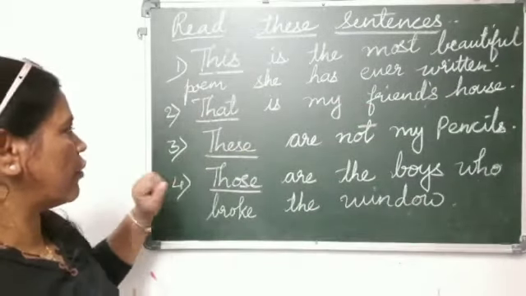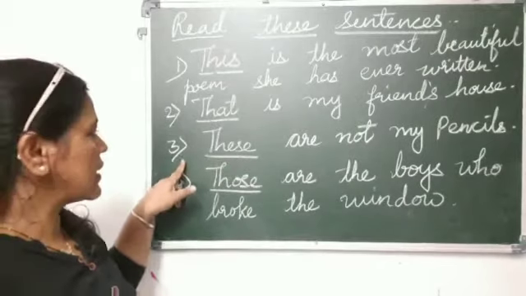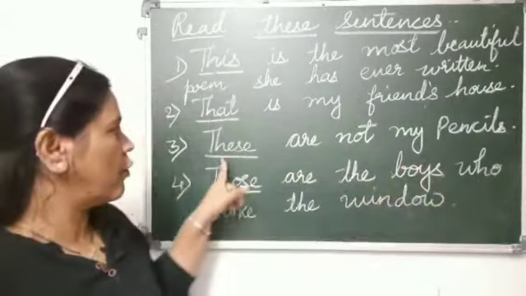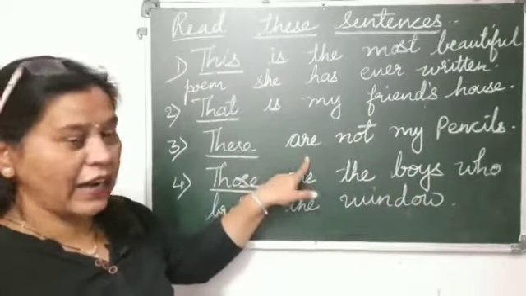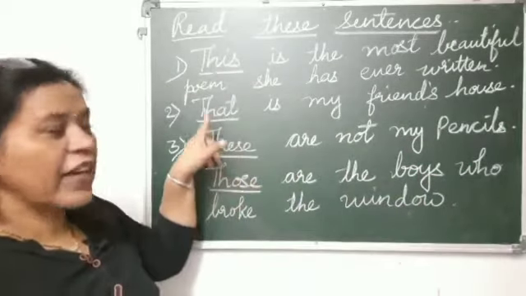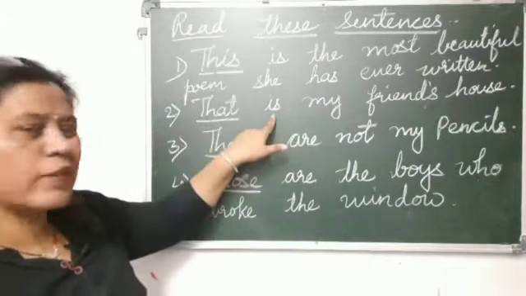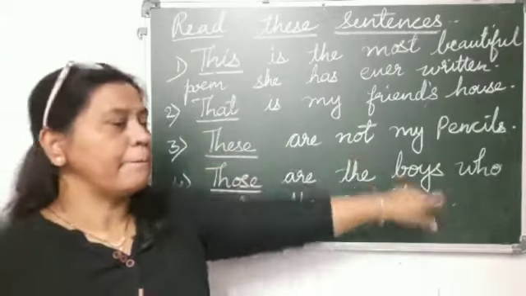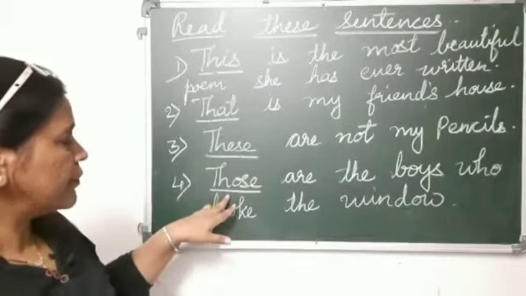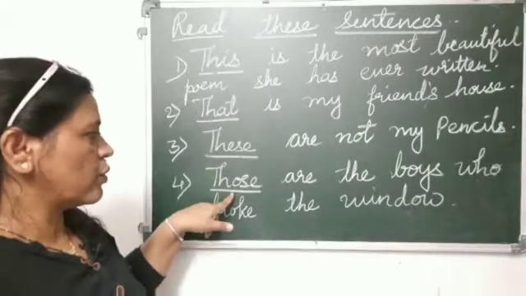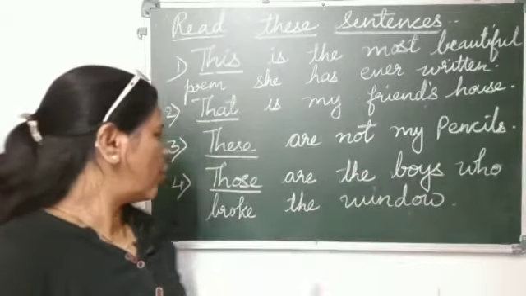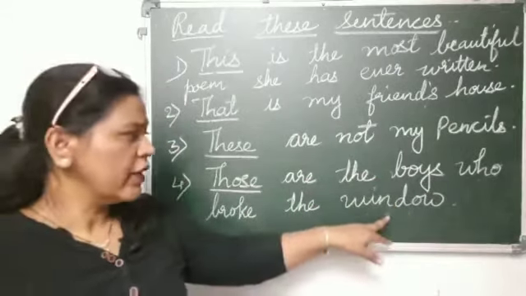Now the second sentence: that is my friend's house. That, far, okay, so that is my friend's house. Now singular, now plural form. The third sentence says: these are not my pencils. Plural form, these are. When we are talking about a singular thing, we use is. So these are not my pencils.